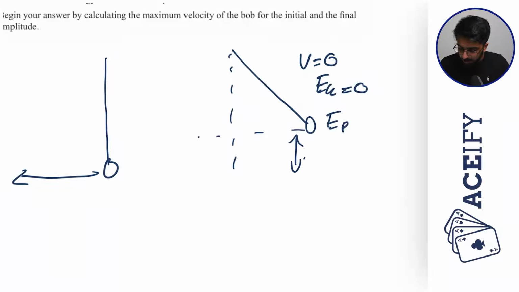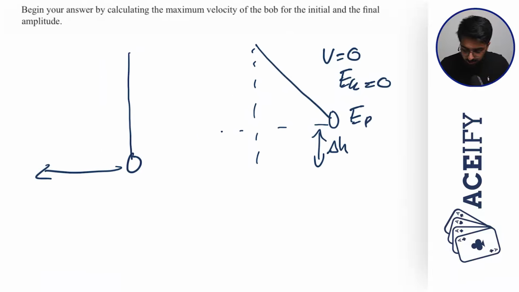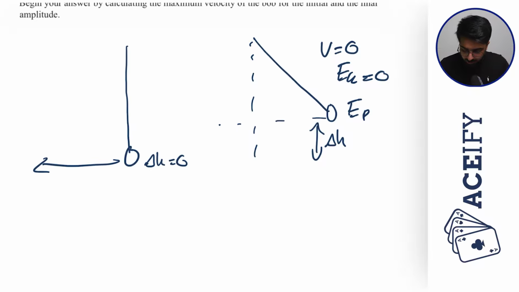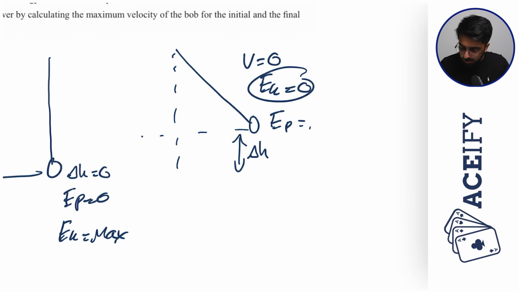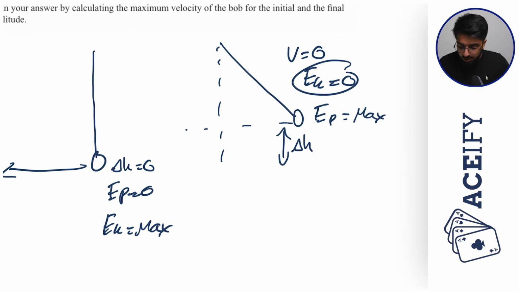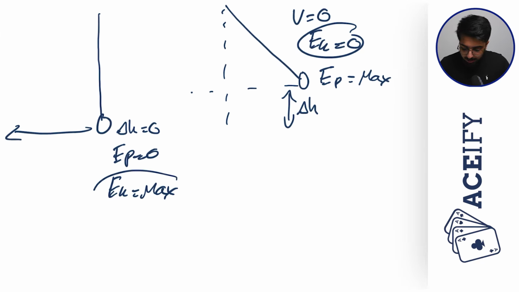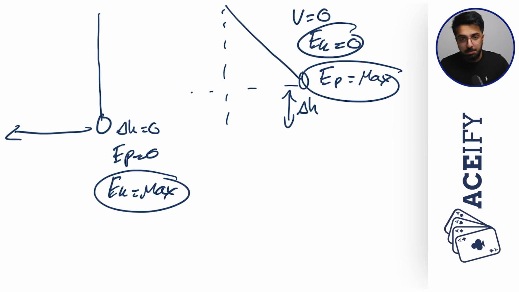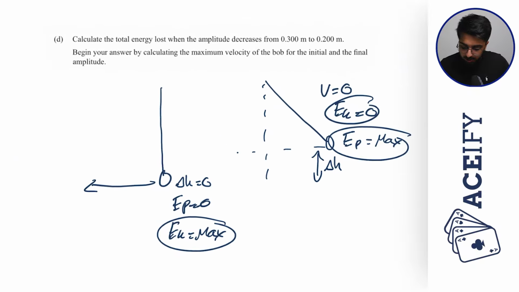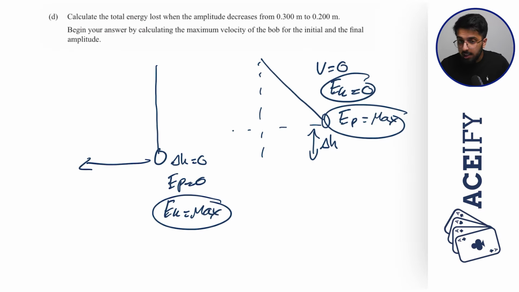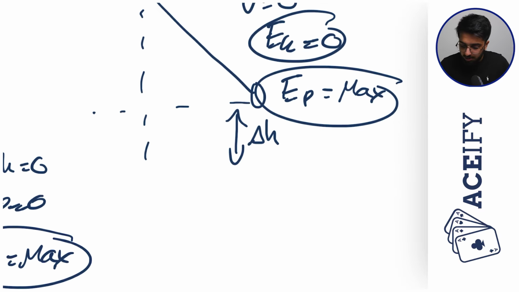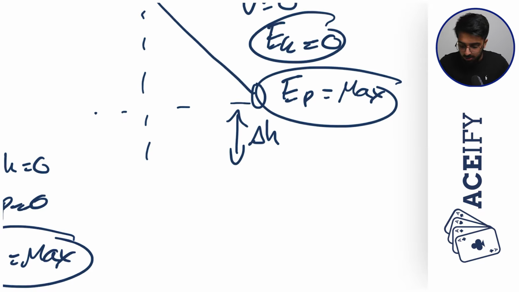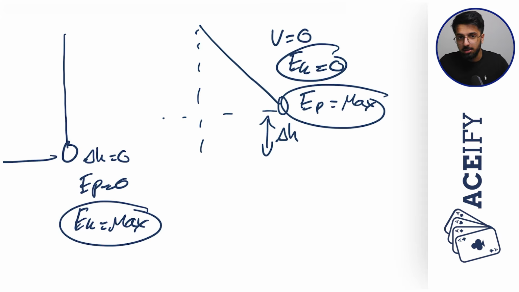This is delta H, okay? And as you can see here, delta H is equal to 0. So in this case, EP is 0, but EK is max. But in this case, EK is 0, but EP is max. But due to energy conservation, we know that this max EK must be equal to this max EP. So if we want to calculate the energy loss, we can just use EK, okay? Because we have no information on this delta H, we have no idea how high it rises, okay? So using EK is the only viable option.